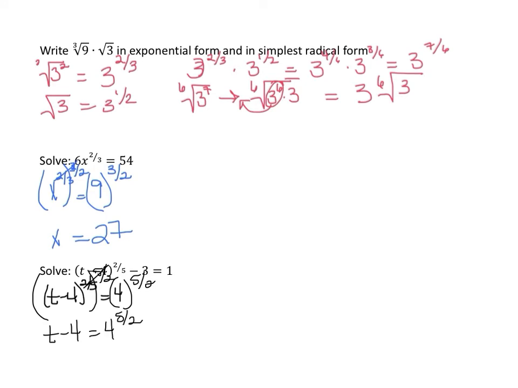So 4 to the 5/2, that means 4 to the 1/2, which is 2, and then you raise that to the 5th power, which is 32. So I have t minus 4 is 32. Then I add 4 to both sides, and I find that t is equal to 36.